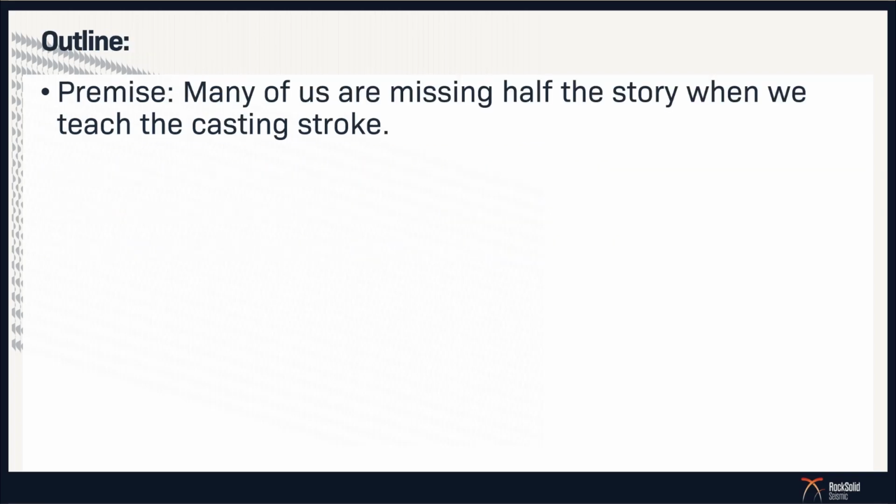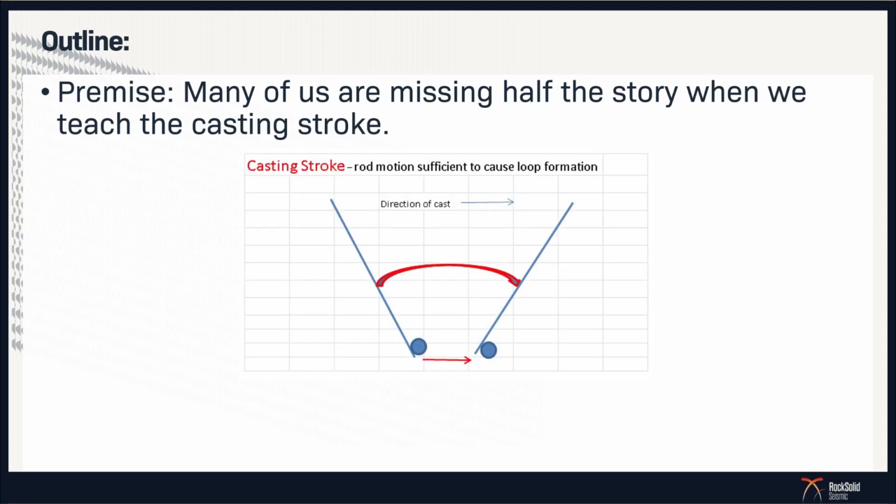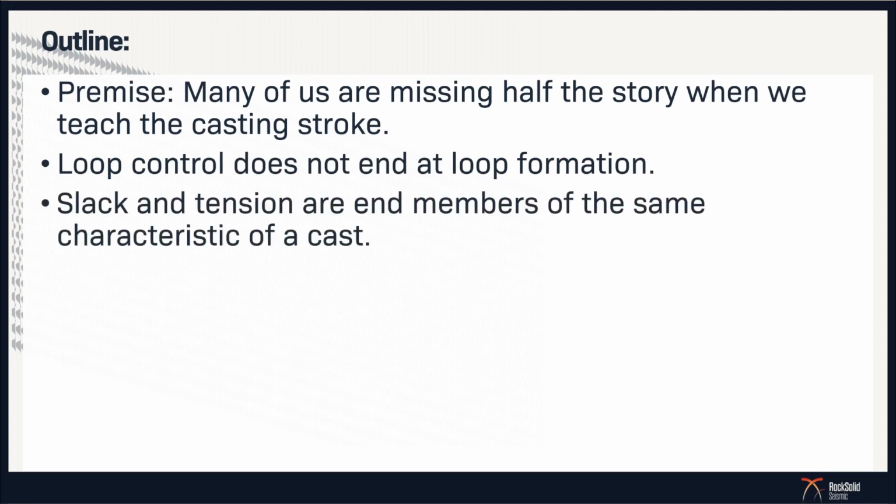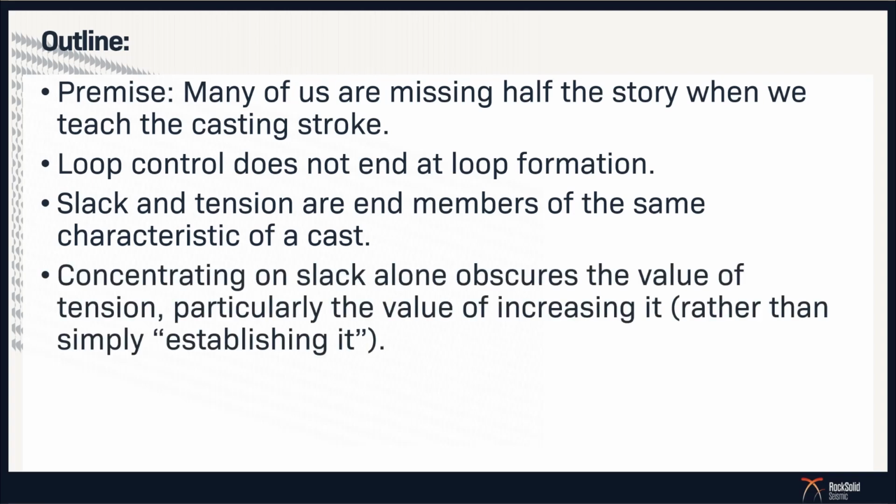And the premise of the presentation is that many of us are missing half the story when we teach the casting stroke. The casting stroke is the rod motion sufficient to cause loop formation. That's the definition in the FFI. Loop control doesn't end at loop formation though. Slack and tension are end members of the same characteristic of a cast. And concentrating on slack alone obscures the value of tension, particularly the value of increasing it rather than simply establishing tension.